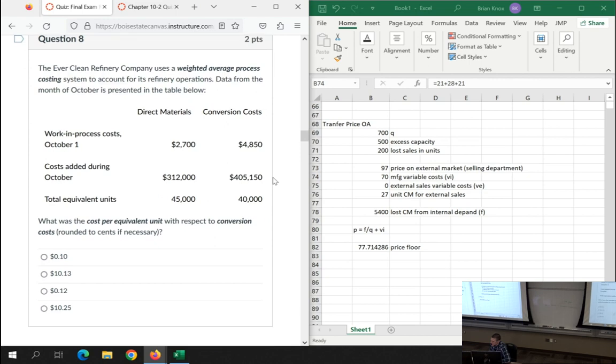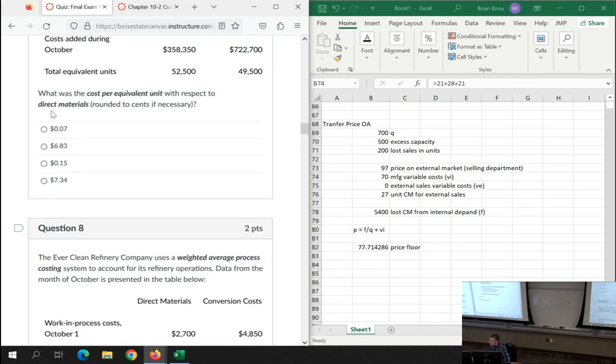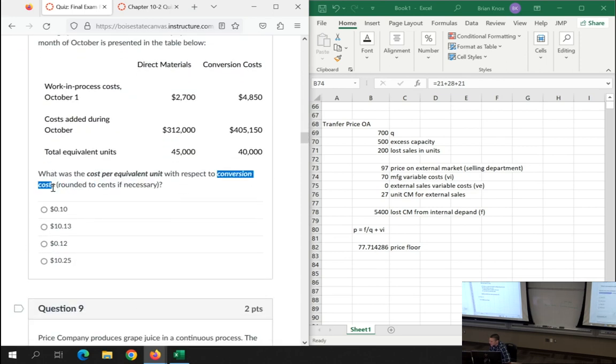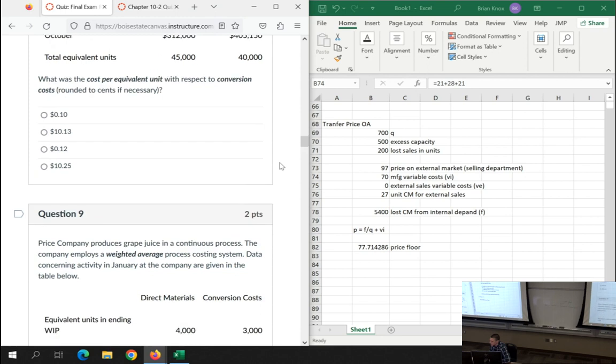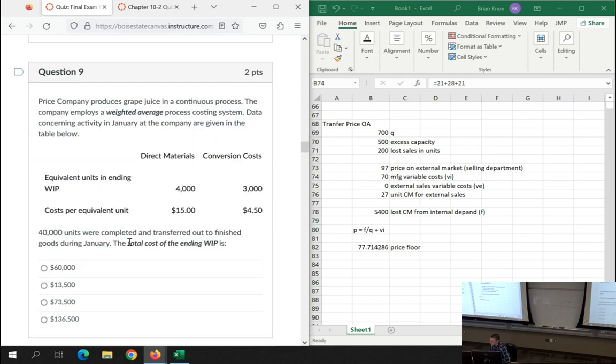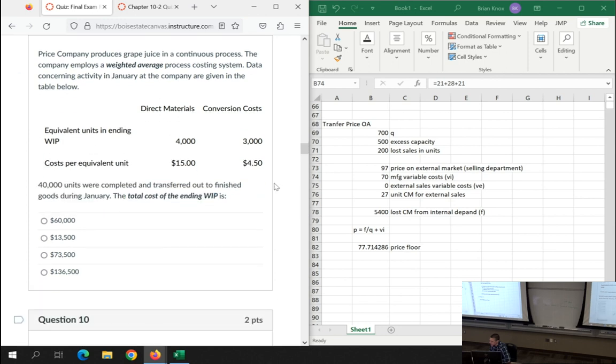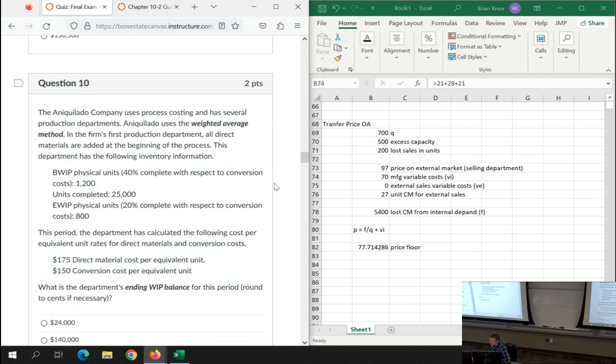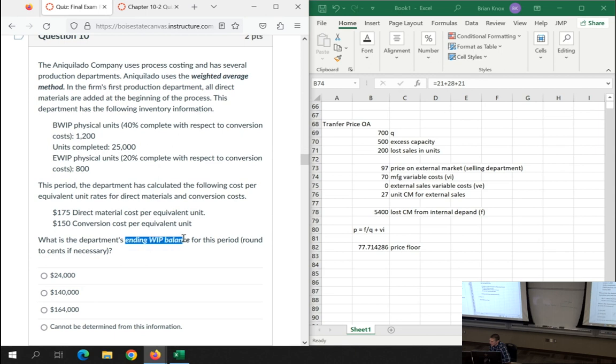More chapter 6. This one is also looking for a cost rate. Oh, we got lucky here. Good arrangement here. A direct materials cost rate and a conversion cost rate. Another weighted average. This time looking for the applied cost, the total cost of ending work in process. Ending WIP balance, using weighted average rates.